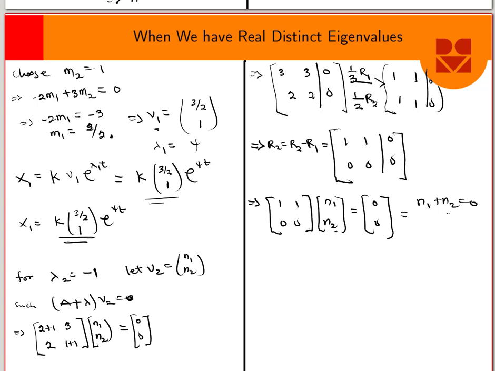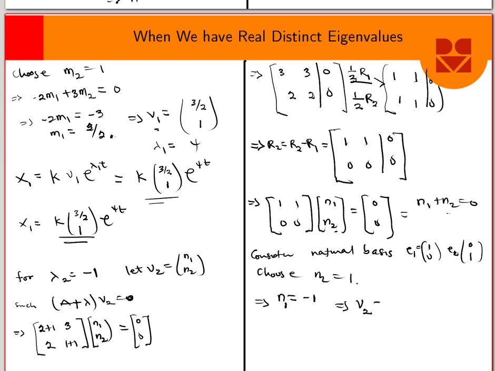So considering the natural basis, e1 that's 1 0, and then e2 that's 0 1. We choose our n2 to be equal to 1. Then if we choose our n2 to be equal to 1, it means that we would have our n1 to be equal to negative 1. That being said, this implies that our v2 will be negative 1, 1.